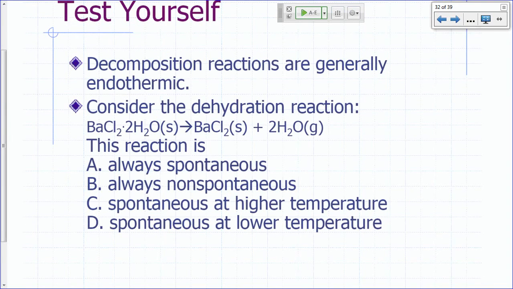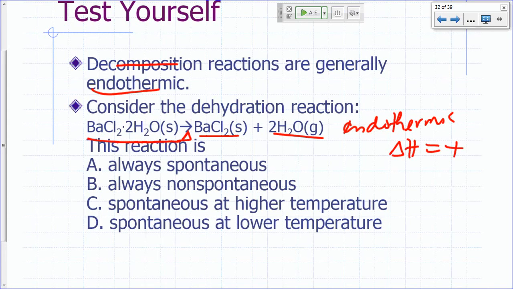Decomposition reactions are generally endothermic. Okay, why is that? Let's look at the example here. Barium chloride dihydrate. If you want to decompose this, you're going to have to apply heat to this. So this is an endothermic process. So delta H here would be positive.